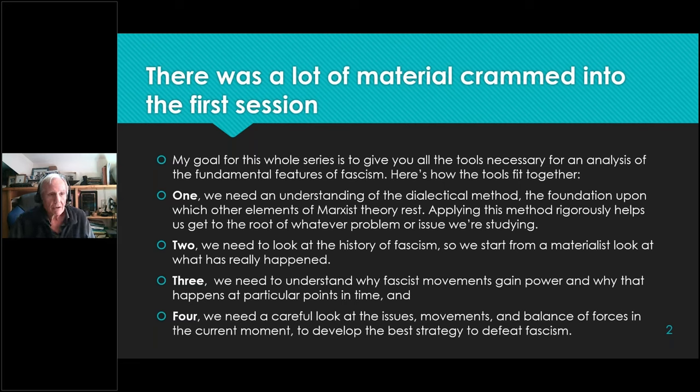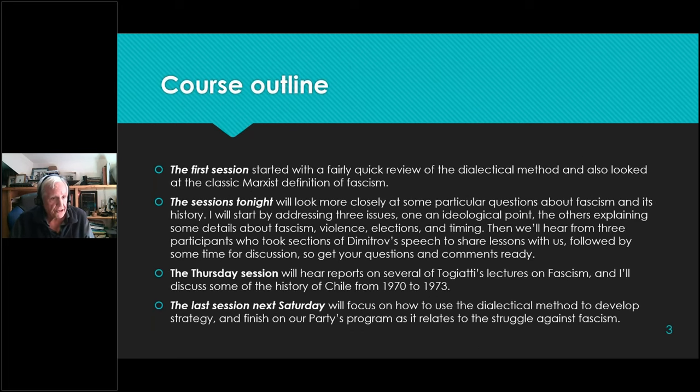And then fourth, we need to look at the issues, movements, and balance of forces in the current moment to develop the best strategy to defeat fascism. So that's how I see these tools: the dialectical method, a look at the history of fascism, and then a careful look at the current moment and the current balance of forces. And that leads us to our best strategy. So this first session started with a fairly quick review of the dialectical method, and we also looked carefully at the classic Marxist definition of fascism. The session tonight, we'll look more closely at some particular questions about fascism and its history.